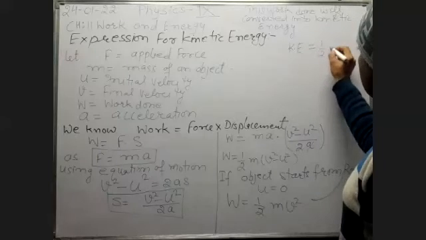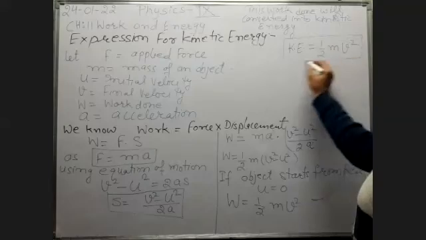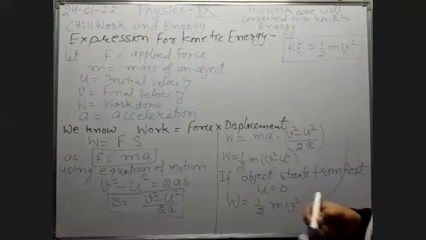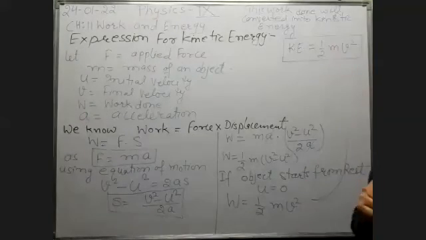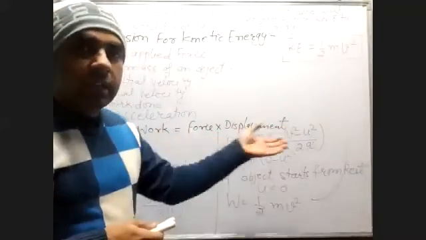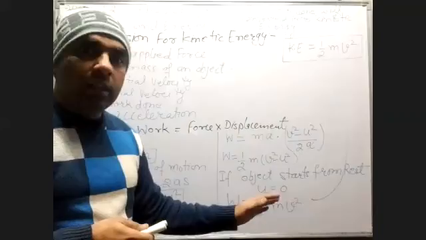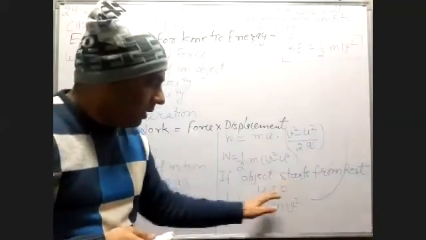1 by 2 m v square. This will be the final expression for kinetic energy, or you can say formula of kinetic energy. तो जितना भी हमने वर्क डन किया है ऑब्जेक्ट को मूव करवाने में, that work done is 1 by 2 mv square if the initial object starts from rest position.